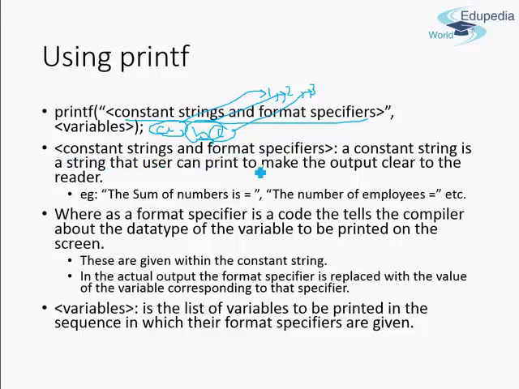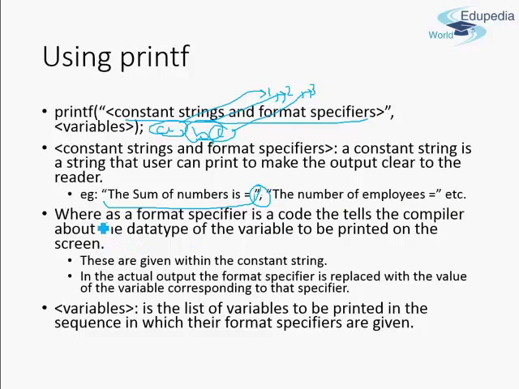Format specifiers are included inside the constant strings only. For example, "The sum of the numbers is equal to" is a constant string, and after that you will have a format specifier over here. Your format specifier will ultimately be replaced by the sum of the numbers. Similarly, "The number of employees is equal to" is another example.